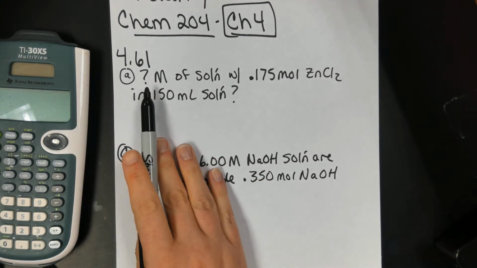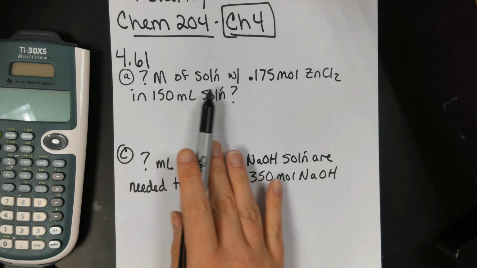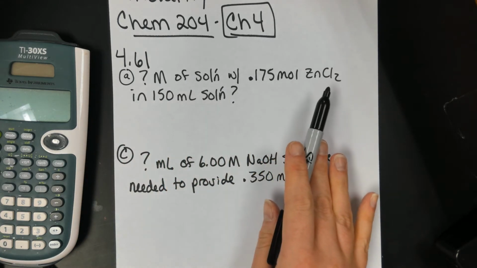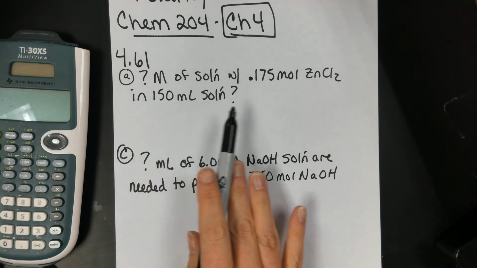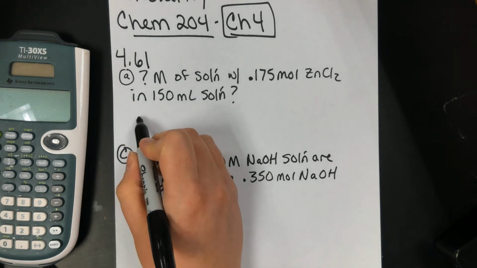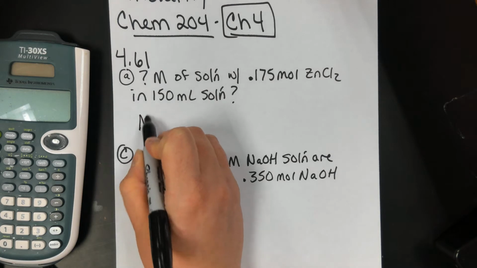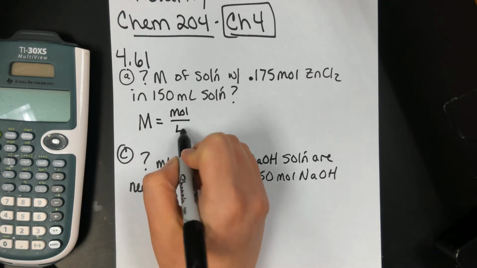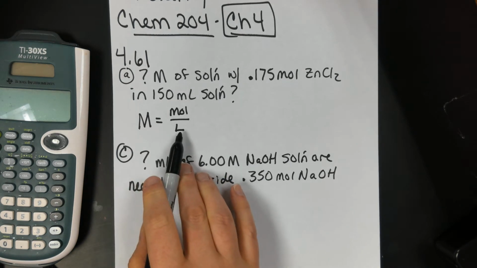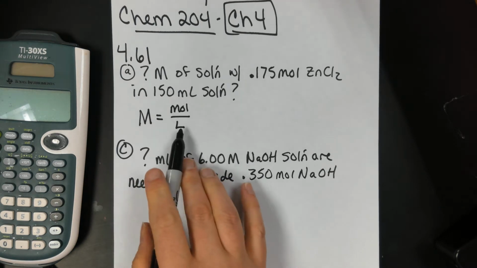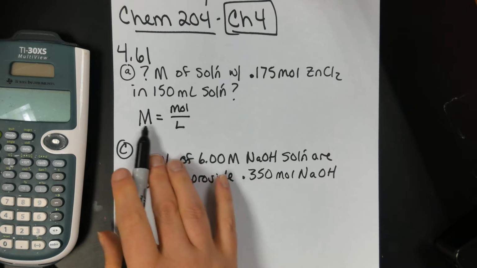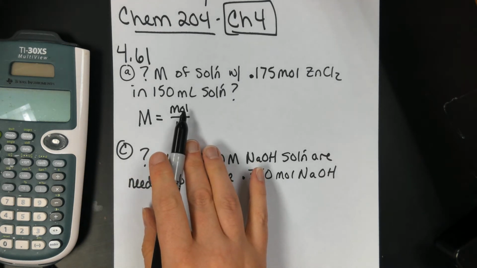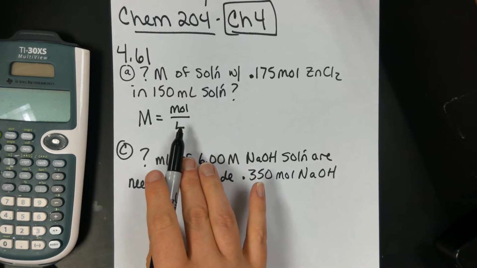So the question is, what's the molarity of a solution that has 0.175 moles of ZnCl2, zinc chloride, in a 150 milliliter solution? The first thing we need to do is define that molarity equals moles per liter, right? So moles per liter of solution. This is the distinction that people are going to make later on: molarity is moles of a solute per liters of solution.